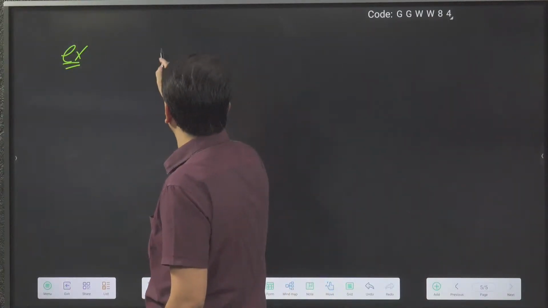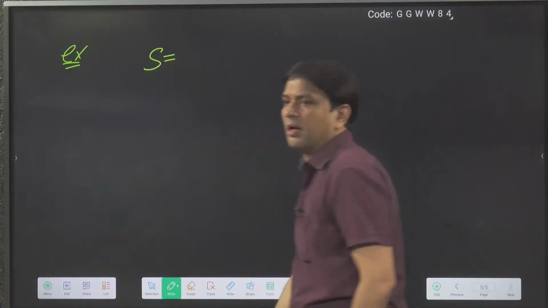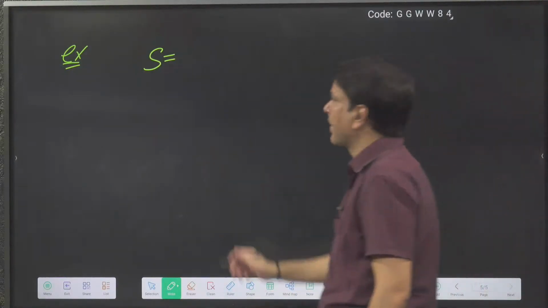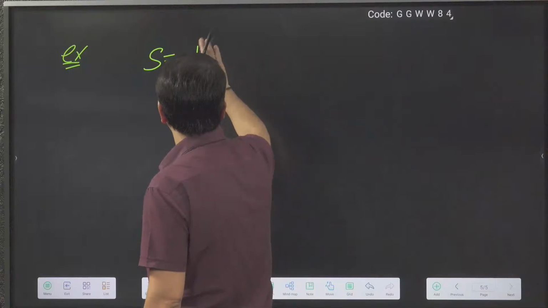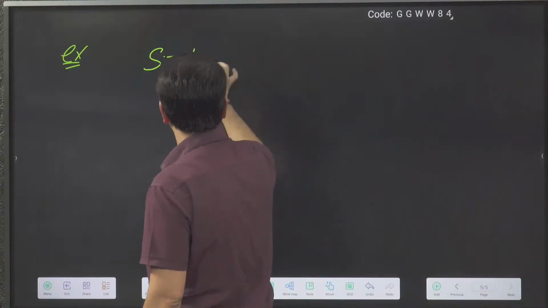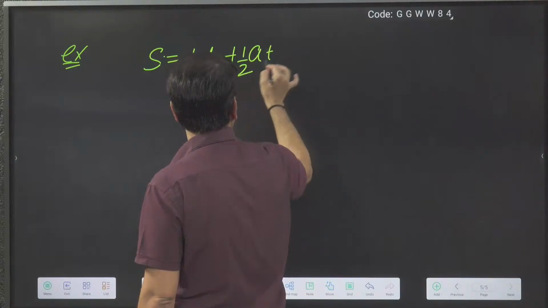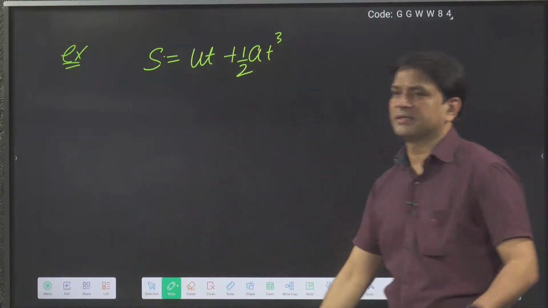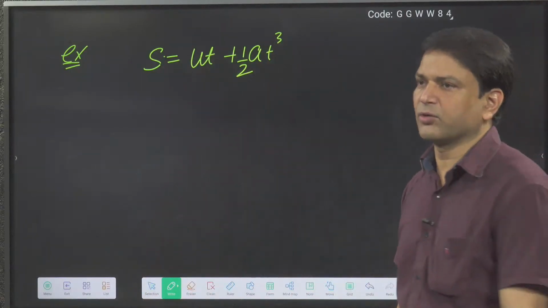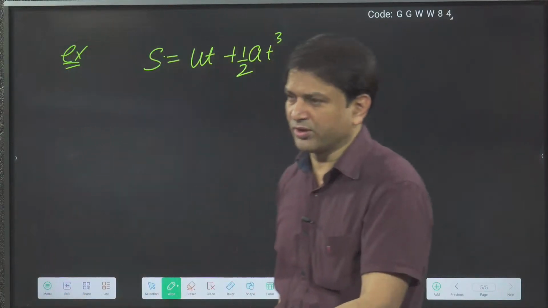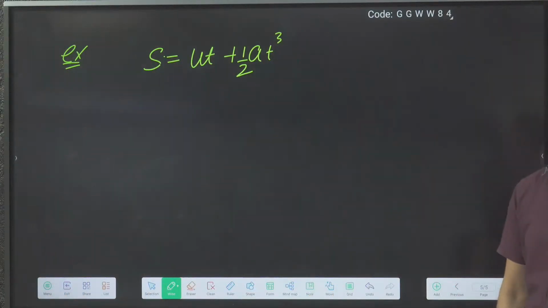Suppose I am saying S is equal to ut plus half at cube. I have written the equation S is equal to ut plus half at cube. You know this equation, so you can directly say that it is incorrect.